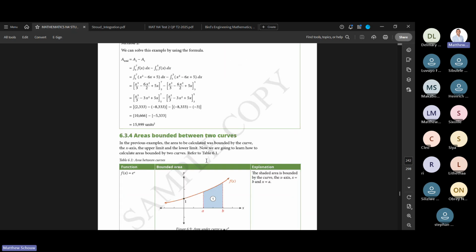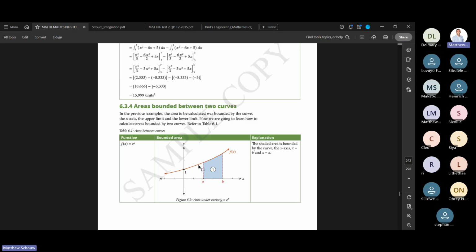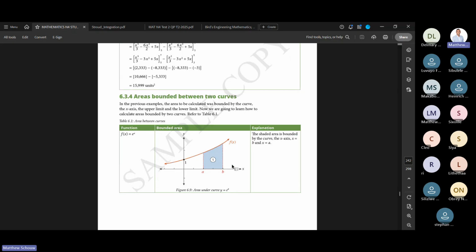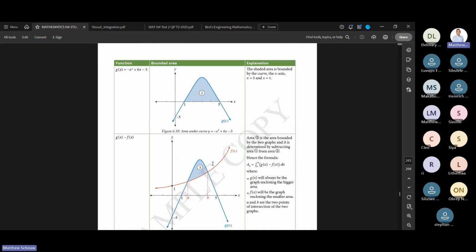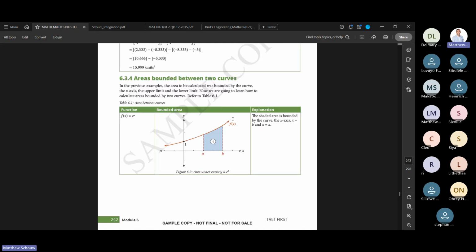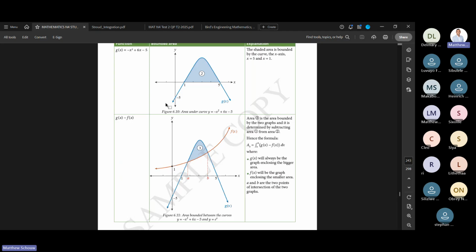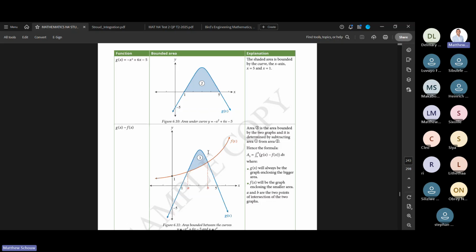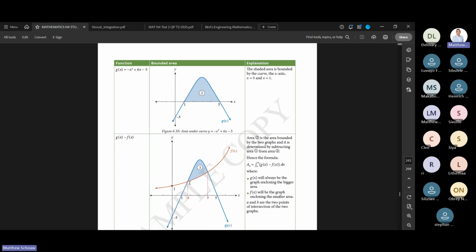But let's move on to where I want to get to. So this is the area bounded by two curves. Similar concept, it just works a bit differently. So here they give you one graph, e to the power x. They give you another graph, minus x squared plus 6x minus 5, which is a parabola. Then they put them together. What they're actually looking for here is the area where the two graphs intersect. What is that particular area over here?